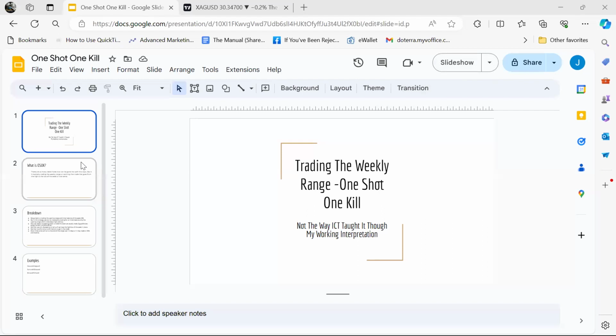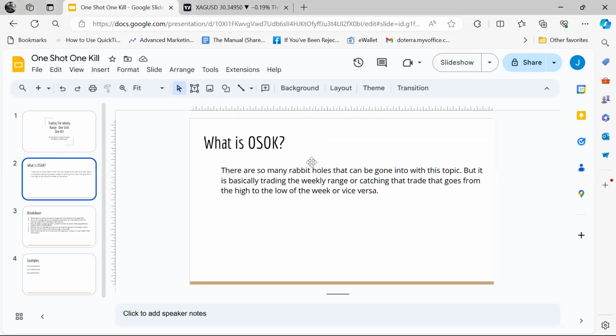All right, so what is the one shot, one kill, right? It's basically trading the weekly range and catching that trade that goes from the high of the week to the low of the week or vice versa. So you're looking for that one trade that gives you that one big trade for the week, and that's it, right?